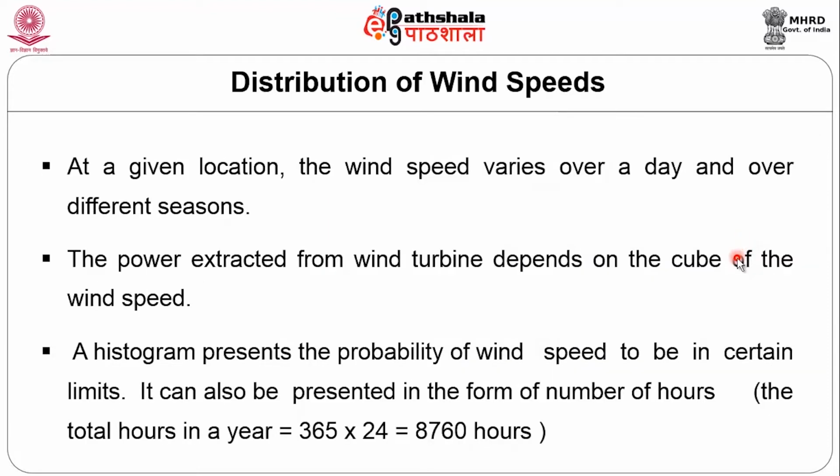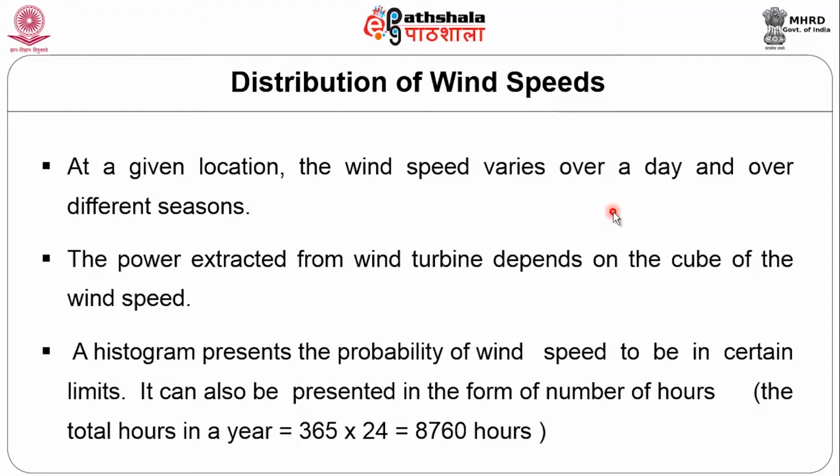And this is about the distribution of wind speeds. At a given location, the wind speed varies over a day and over different seasons. The wind speed may not be uniform throughout the day. In the morning we have one speed, in the afternoon maybe another speed, and in the evening maybe another speed.